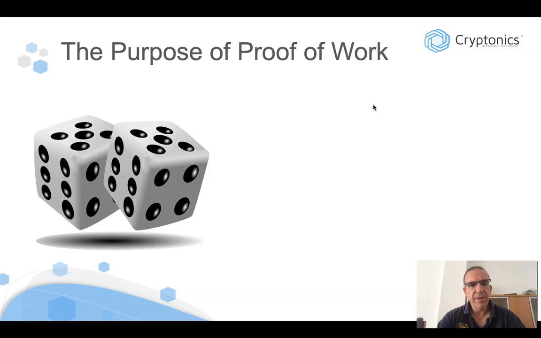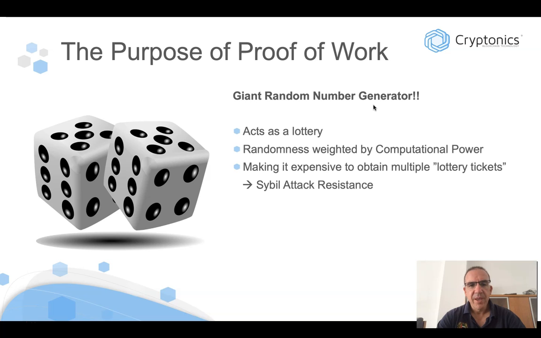So just to see the purpose of proof of work, basically it acts as a giant random number generator. So it's a lottery, right? But computational power is used to influence the probability. So the randomness is weighted by the computational power. The more computational power I have, the more likely I am to find the next block. But there's still a random element to it.